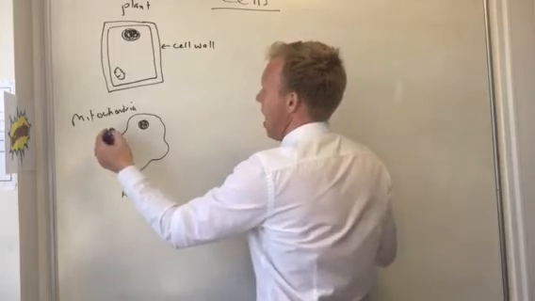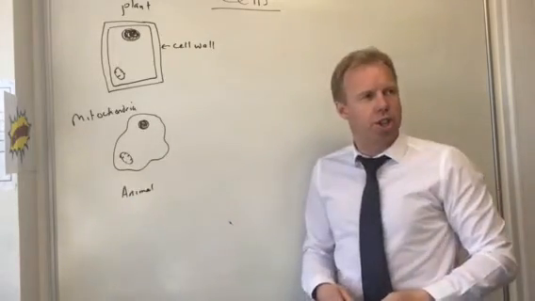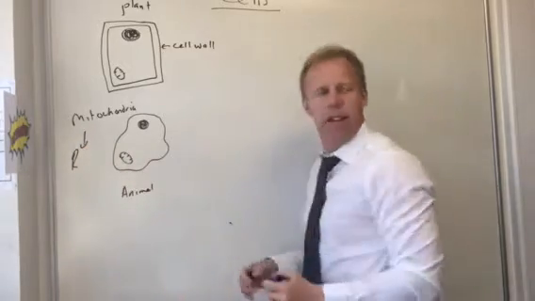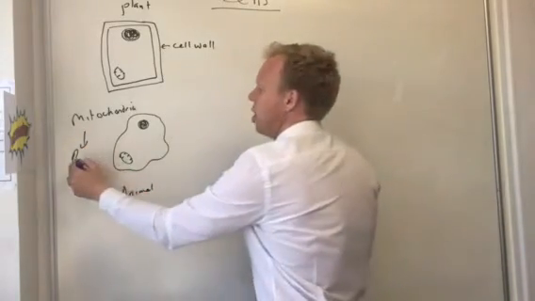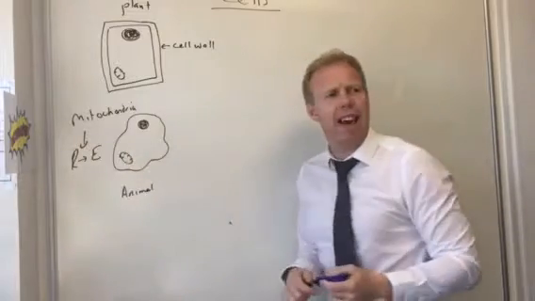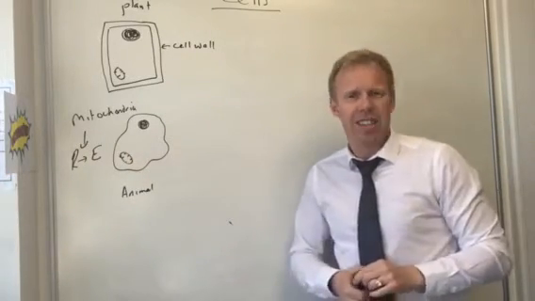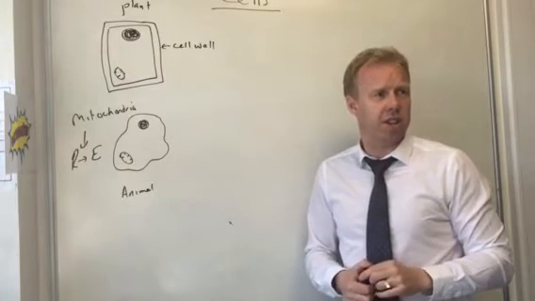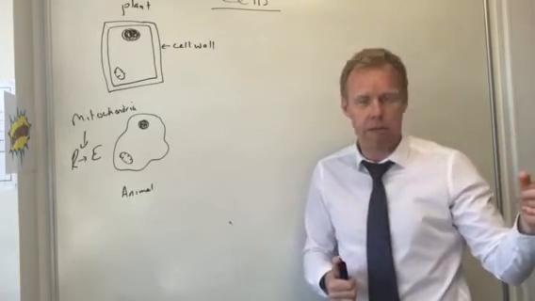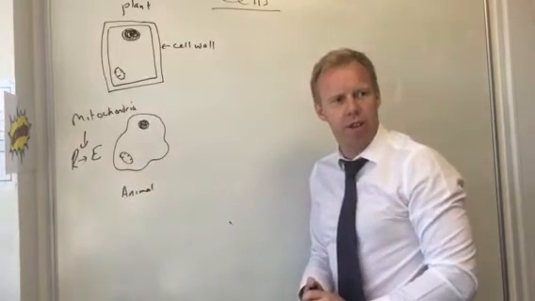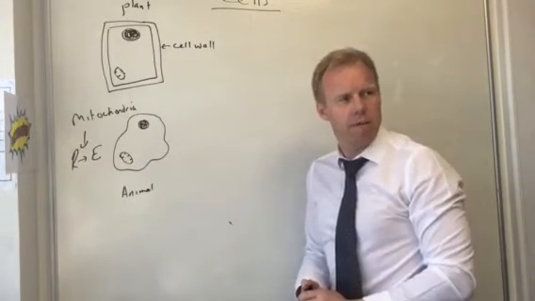Excellent. The mitochondria is where respiration takes place. I'm just going to put a little R there for respiration. And respiration produces, I'm going to write an E there, energy. Now, I really should have said releases, because it's factually correct. It releases energy. So, mitochondria in both release energy through respiration. Okay with that so far?